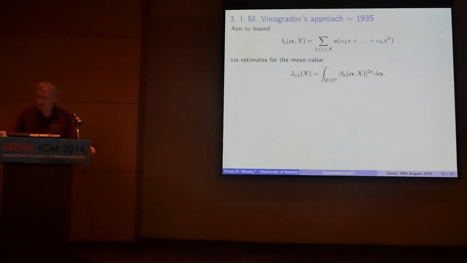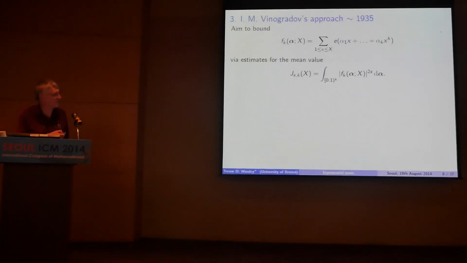So what goes on in Vinogradov's method was a bit more complicated to explain. In the previous method, you have a very natural approach. You try to reduce the degree of a polynomial argument. If you reduce the degree enough, you get to a situation that you can understand. Vinogradov's approach is to consider the average of this exponential sum as you integrate over all values of alpha.